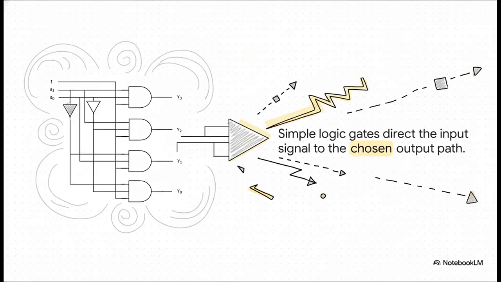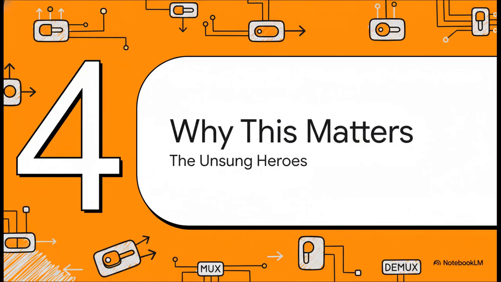And just like its partner, the MUX, if you look inside, it's all just simple logic gates. It's another beautiful, efficient design that gets our data exactly where it needs to go, every single time. Okay, so we've seen how they work, but the real question is, why does any of this matter? I mean, why should we care about these tiny little switches?